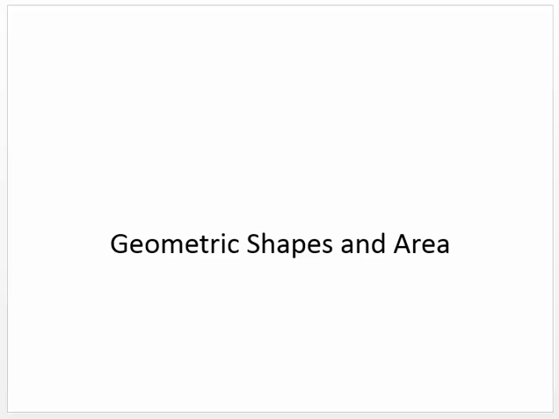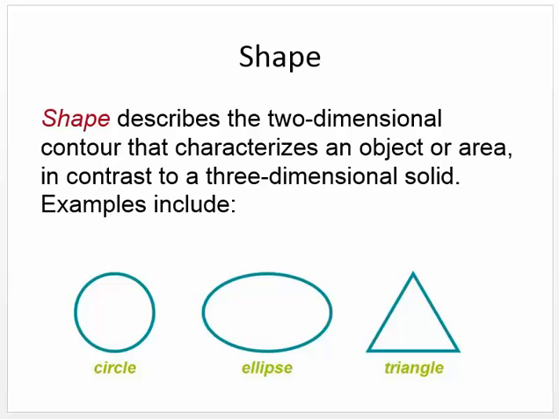Welcome back to IED. Today we're going to be talking about geometric shapes and area. Shape is something that describes a two-dimensional contour that characterizes an object or area, in contrast to a three-dimensional solid. Examples include circles, ellipses, and triangles. Whenever we talk about something that's shape, it stands for area.